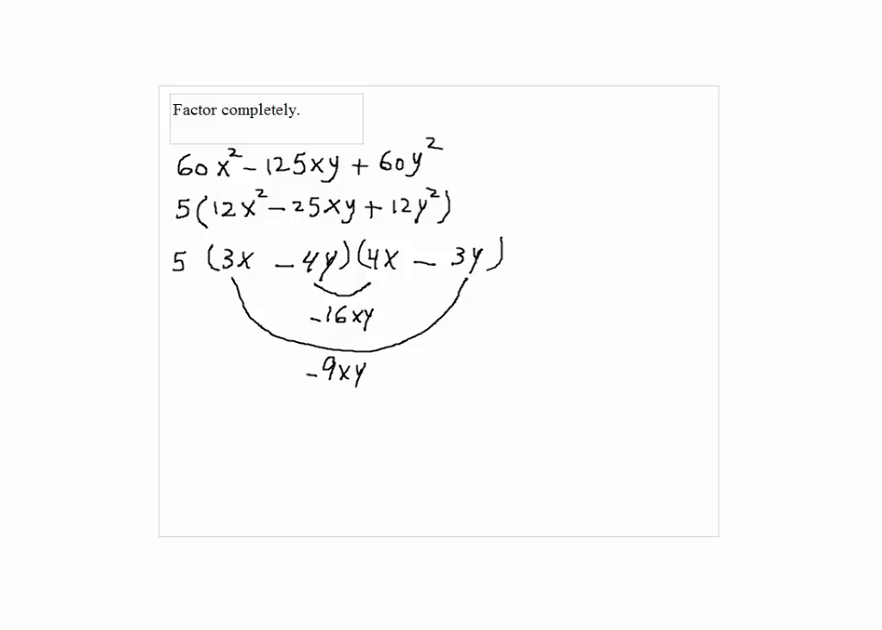And we can do that if both of these were minus or negative. So we would get minus here and minus here, and notice that 4y times 3y would result in 12y squared. Since both of these are minus, I'll give you plus. So there we have it: 5 times 3x minus 4y times 4x minus 3y. That's how you factor this.